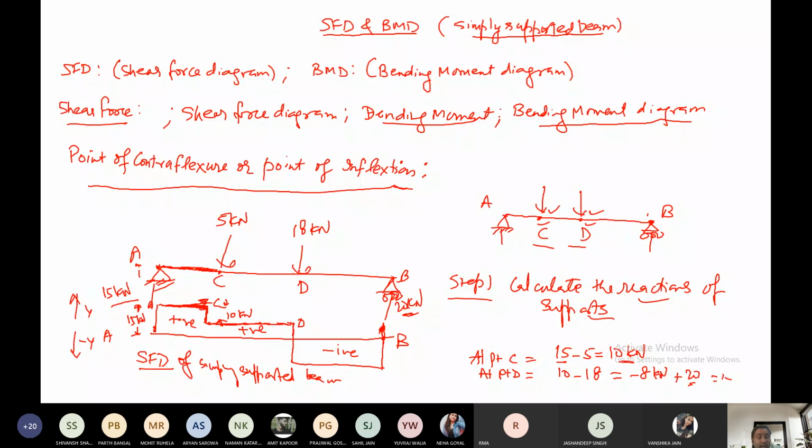At the point D, you can see another force is there, 18 kilonewton acting downward. So earlier it was 10, so now minus 18 forces here. So minus 8 is the value. Minus 8 means it is going below the XY line. So this is the XY line here for us, and it is going below the XY line, so it will be minus. This is the minus 8 value. And after this point, from D to B, there is no force, so we will again draw a constant line.